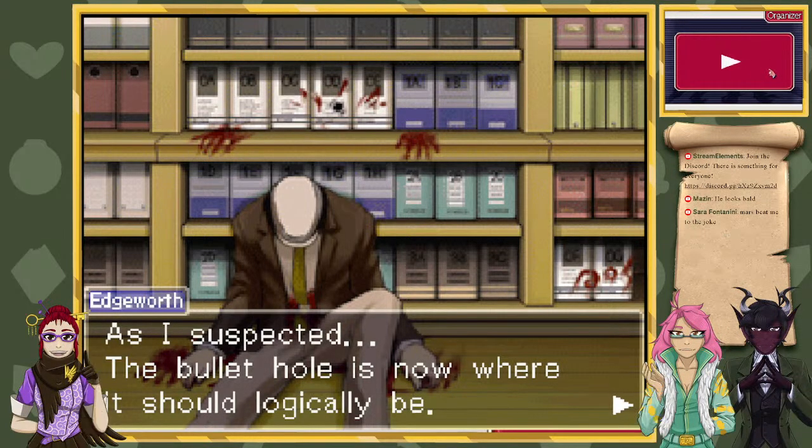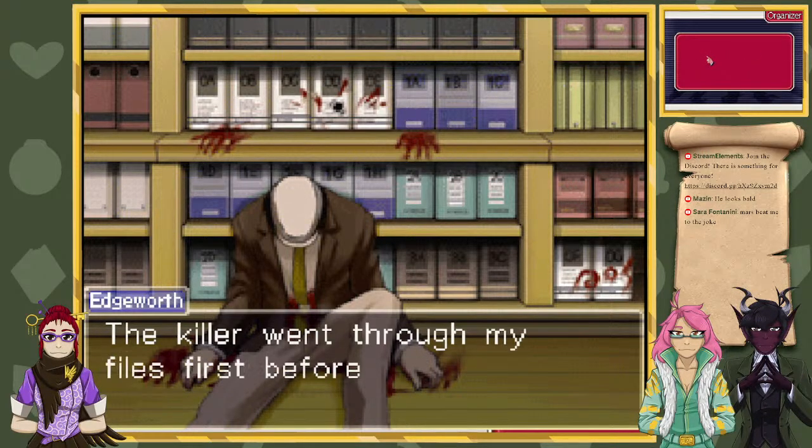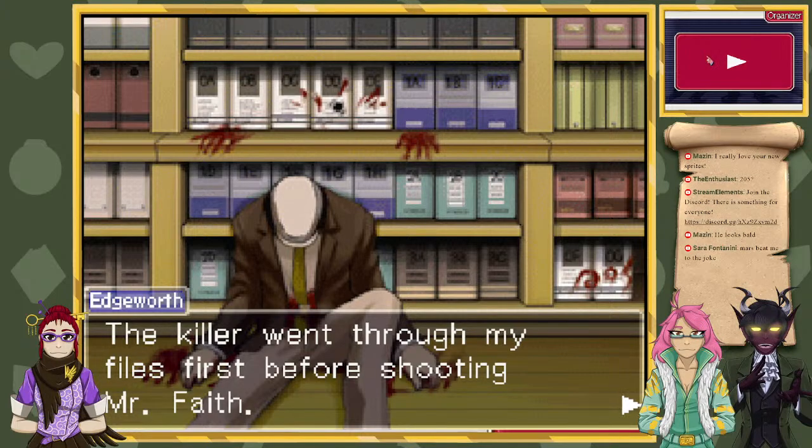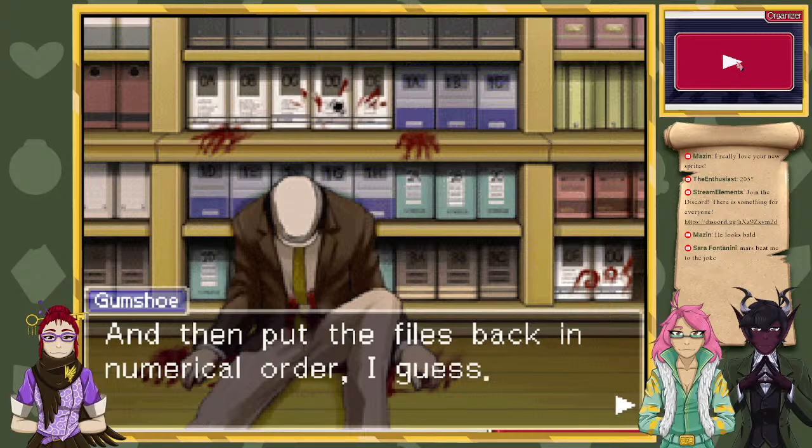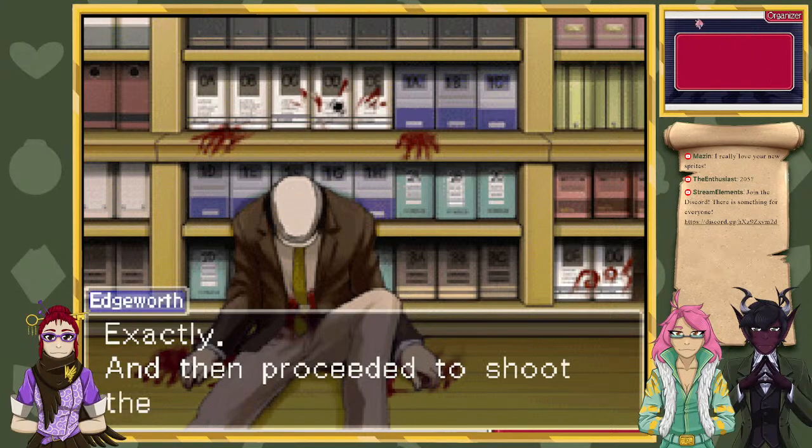As I suspected, the bullet hole is now where it should logically be. The killer went through my files first, before shooting Mr. Faith. And then put the files back in numerical order, I guess? Tried to. Yeah, 205. I can see it's a 5. The killer had to sit there drawing the 2, and then proceeded to shoot the victim.